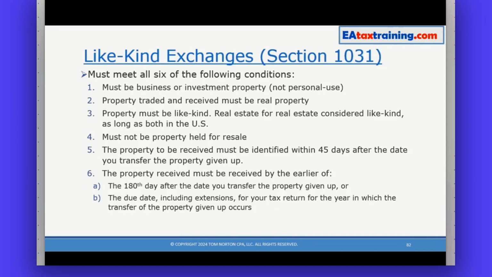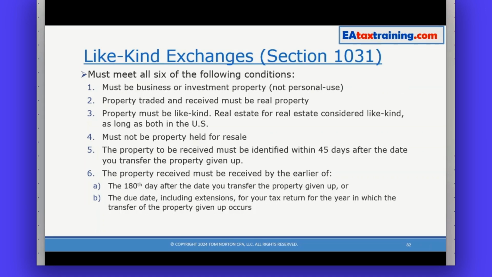So let's look at all of the criteria for this. First, it must be business or investment property, not personal use property. Secondly, it must be real property. This was not always the case. There was a time when you could do this with other business property, such as machinery and equipment, but not anymore. It must be real property.